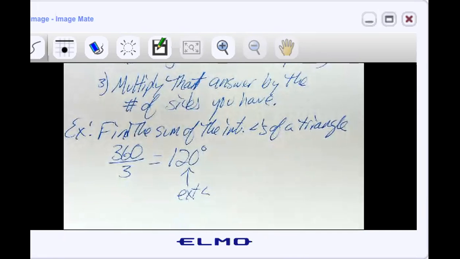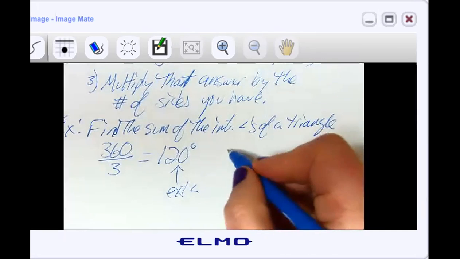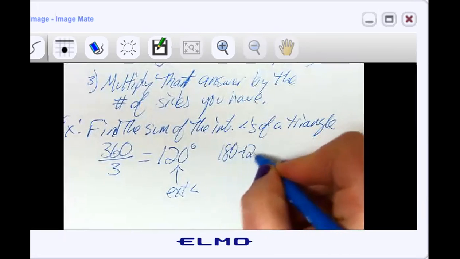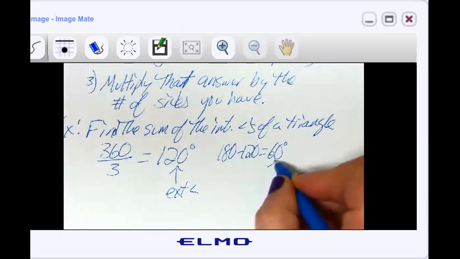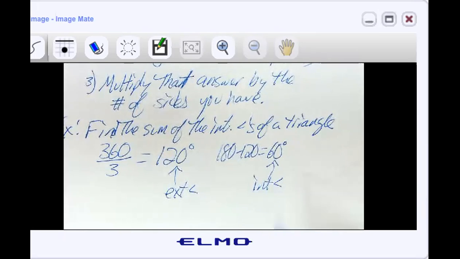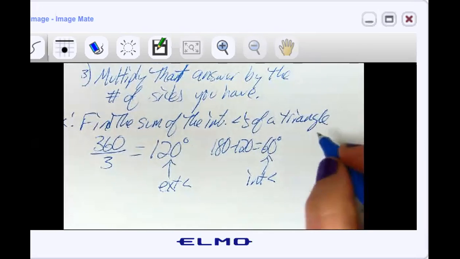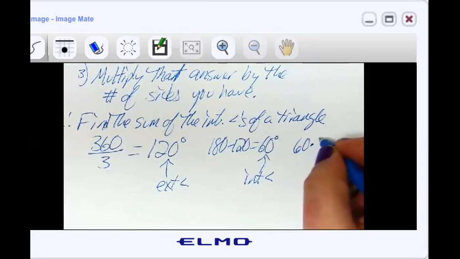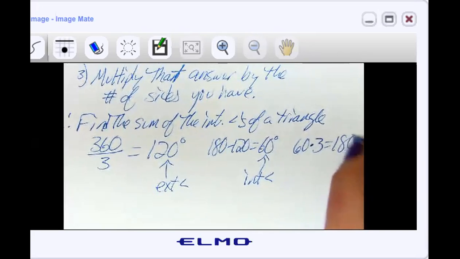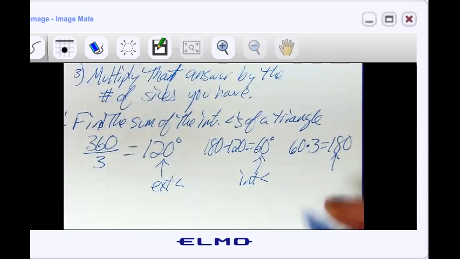Then I go ahead and find the interior angle by taking that answer and subtracting it from 180. So 180 minus 120 gets me 60. That's one interior angle. Now, if I want the sum of all of them together, I just have to do 60 times however many sides I have. Since it's a triangle, of course, I have 3 sides. So I'm just going to do 60 times 3, and lo and behold, 180. So there's the sum of all of the interior angles.